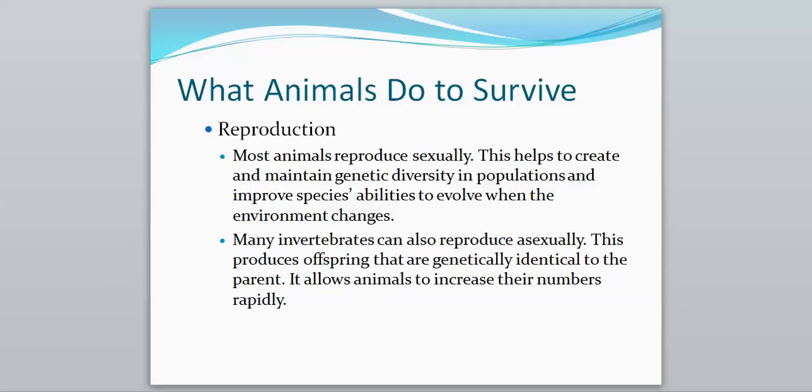And many invertebrates can also reproduce asexually, meaning without a partner, and this will produce offspring that are genetically identical to the parent, and it allows animals to increase their numbers rapidly. So they can reproduce asexually, but most reproduce sexually.